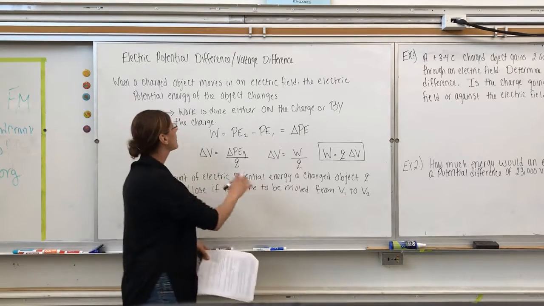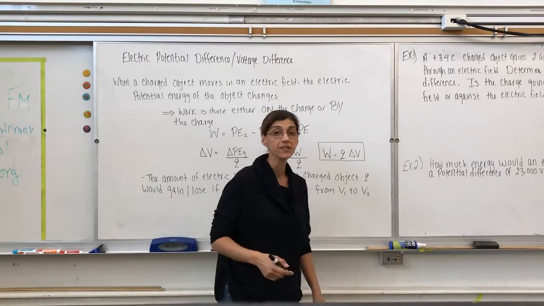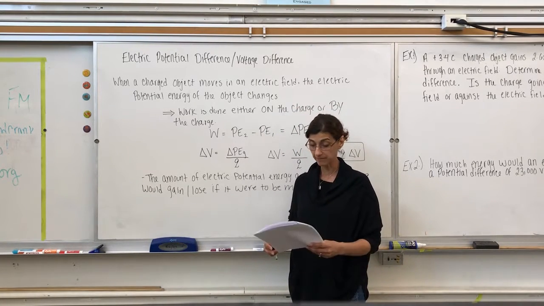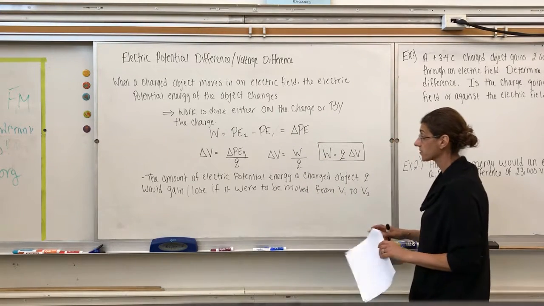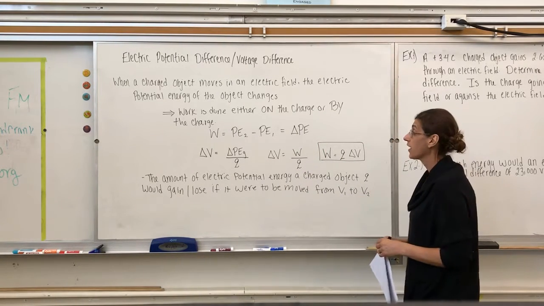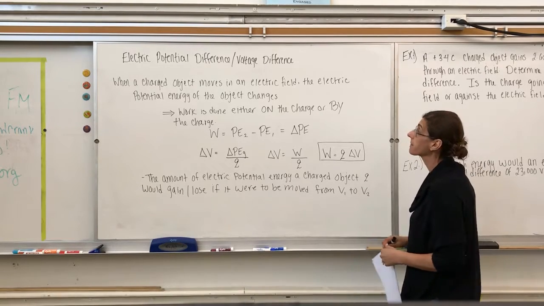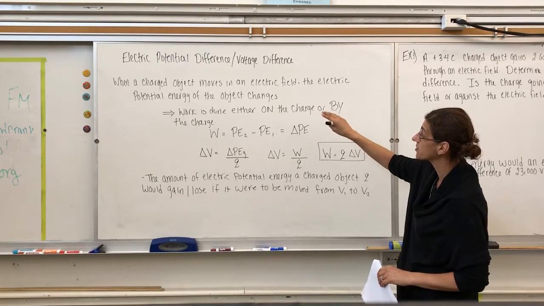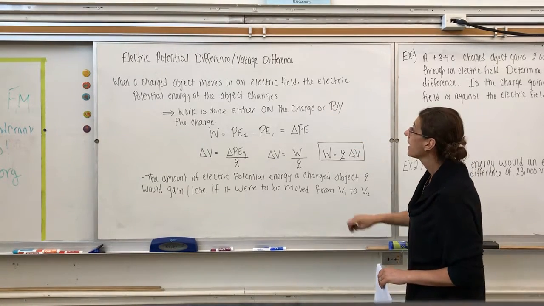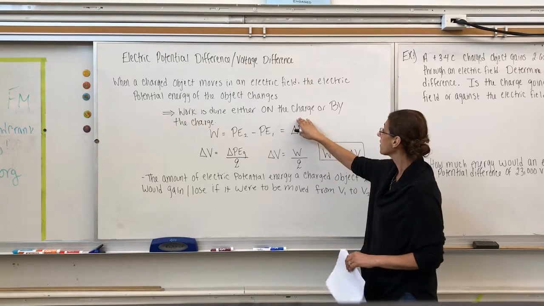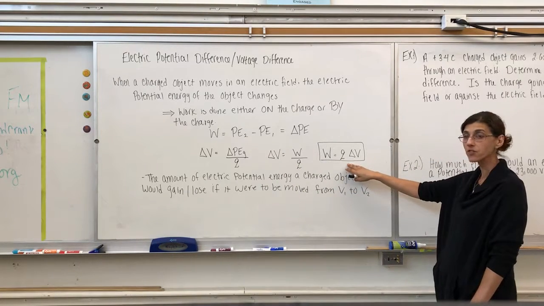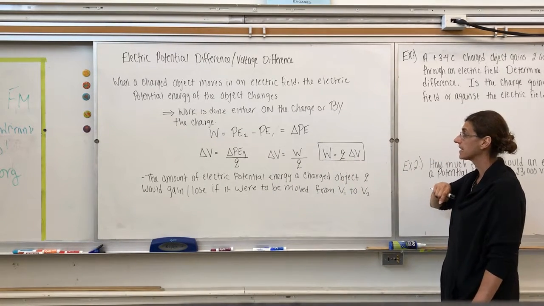So this idea of potential difference or voltage difference will be huge in our next unit when we study electricity and circuits, okay? Because we're going to see what happens to voltage as charges move through circuits. All right, so once again, when a charged object moves in an electric field, the electric potential energy of the object changes. That means work is done either on the charge or by the charge, so we can express that work as the charge, the amount of charge in coulombs, times the difference in voltage or potential energy.